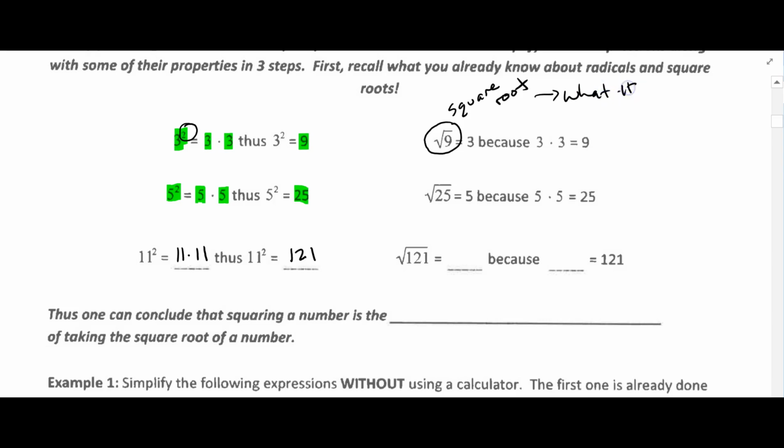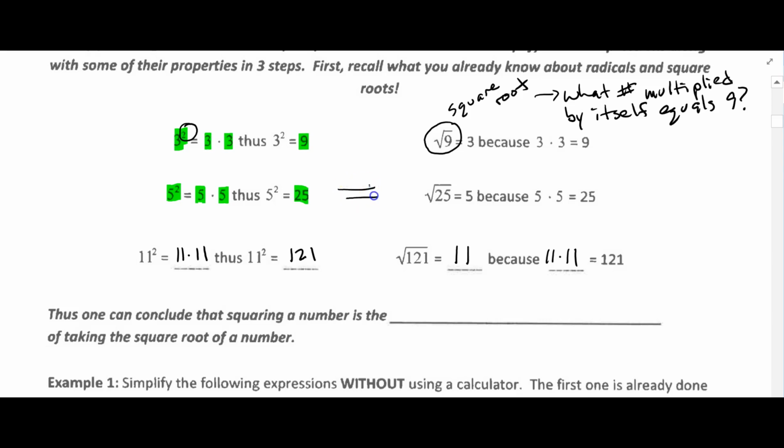What number multiplied by itself equals 9? Okay, that's what you want to be thinking about. Alright, so because 3 times 3 is equal to 9, we know that the square root of 9 is 3. The square root of 25, again, what number multiplied by itself gives us 25? That's 5. And then carrying our logic down here again, the square root of 121 is going to be 11 because 11 times 11 is 121.